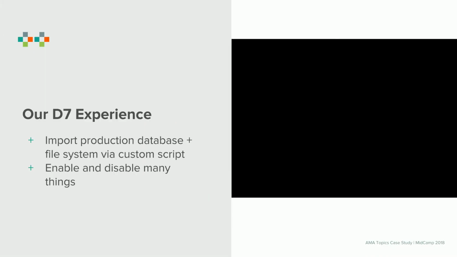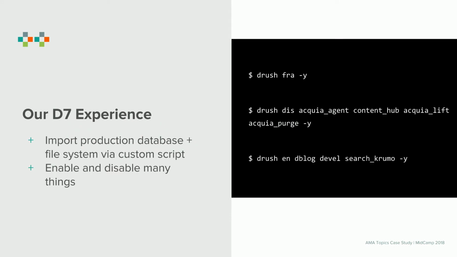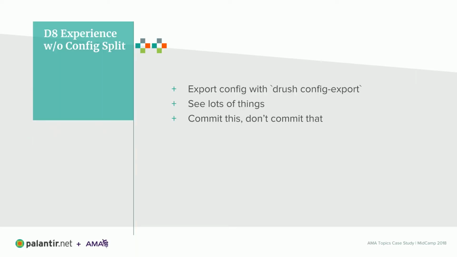So in D7, our experience was, we had a custom script that pulled a database backup down and imported that into our local and copied the file system down with an rsync. And then we had to enable and disable a lot of things. Otherwise, we would get all kinds of warnings about Acquia Lift or any number of things that were configured in the production environment but didn't work correctly in our locals.